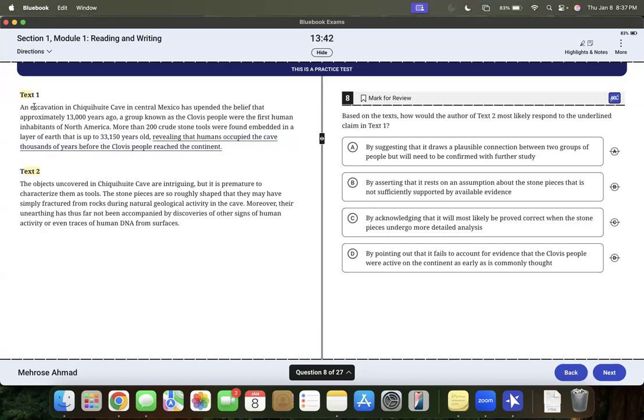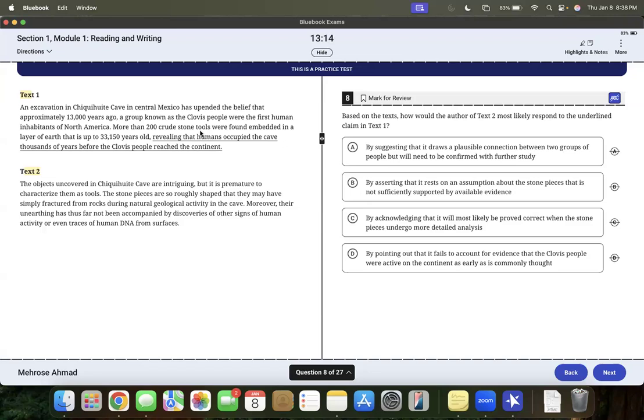Okay, text one. An excavation in Chuhite Cafe in central Mexico has upended the belief that approximately 30,000 years ago, a group known as the Clovis people were the first human inhabitants of North America. More than 200 crude stones were found embedded in a layer of earth up to 33,150 years old, revealing humans occupied the cave thousands of years before the Clovis people reached the continent.